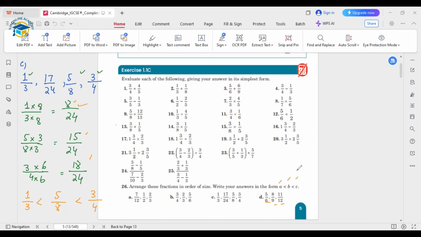I hope this lecture is quite helpful for you to deal with this exercise 1.1c. Some similar questions are also related to addition, subtraction, multiplication. You can try them yourself and then practice them accordingly.